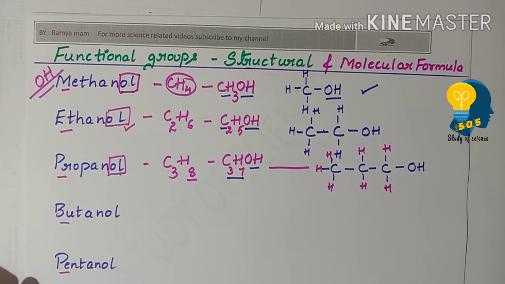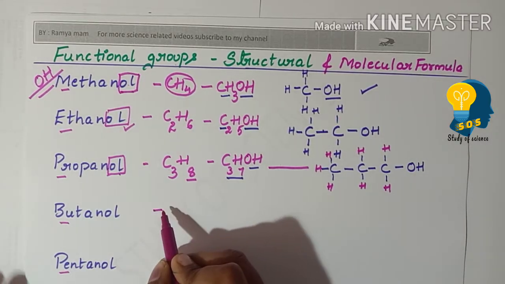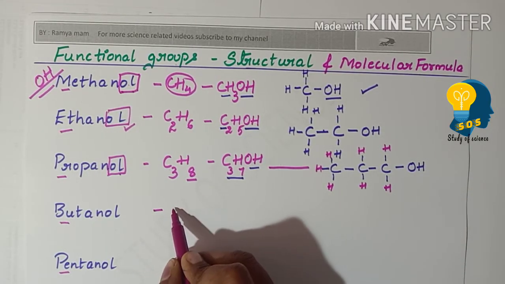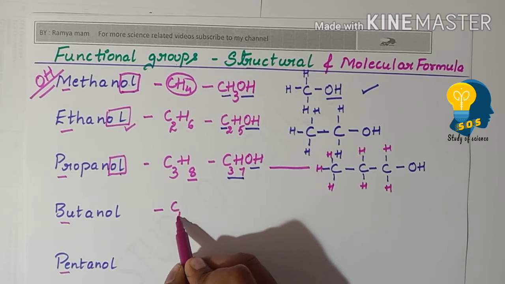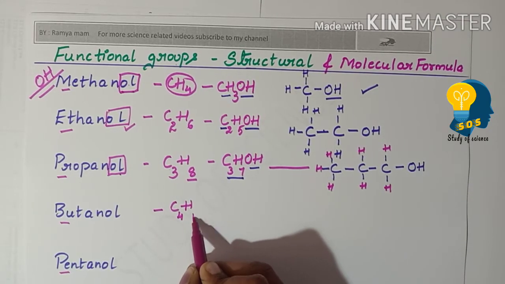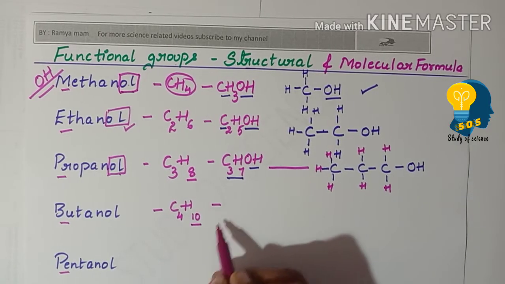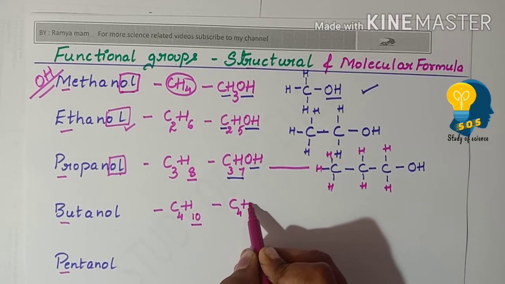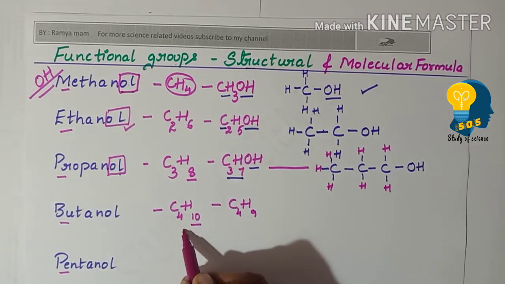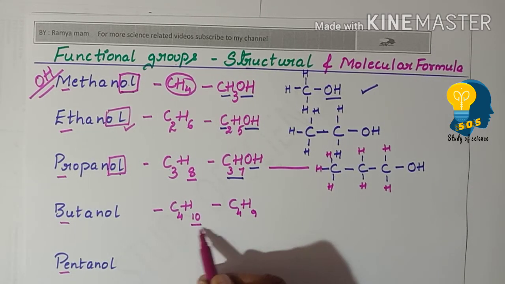So now let us move towards the next one, that is butanol. But means there are 4 carbon atoms, so it is butane. C4H10 is butane. Now by removing one hydrogen, it becomes C4H9. So butane became butyl.